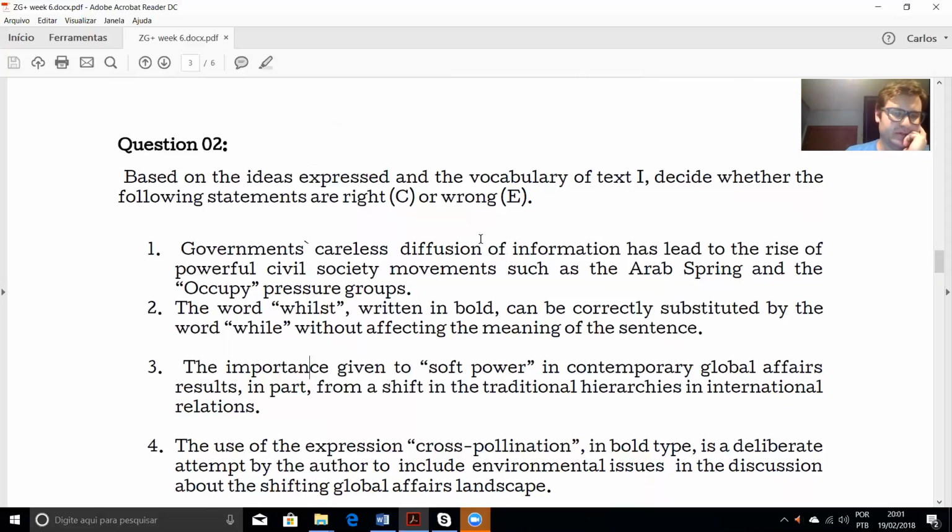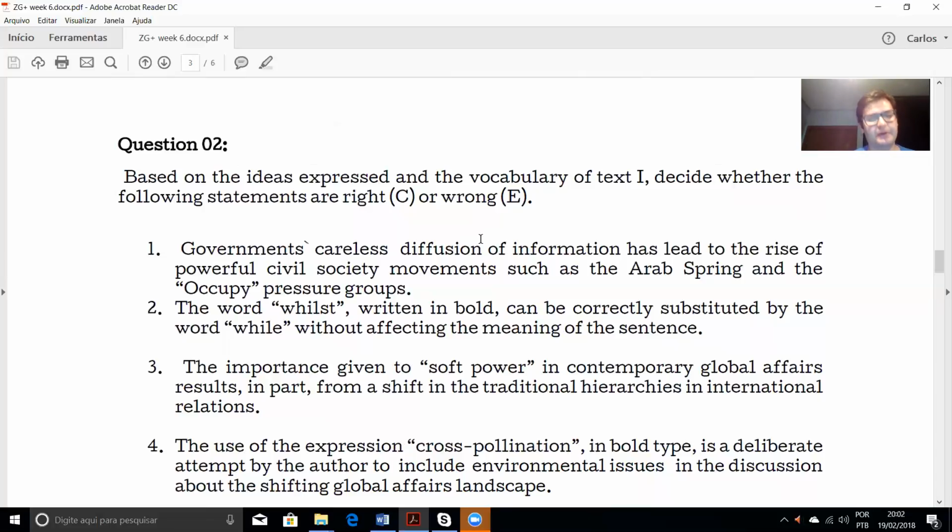All right, number two: the word "whilst," written in bold, can be substituted by the word "while" without affecting the meaning of the sentence. And this one is a strictly vocab question. And yes, you can interchange them. They are equivalent. You can change one for another. Whilst and while are used interchangeably without affecting the meaning. It's just that whilst may seem a bit more formal than while. And also whilst is used mostly in Great Britain and in British English. In the US, they would usually use while.